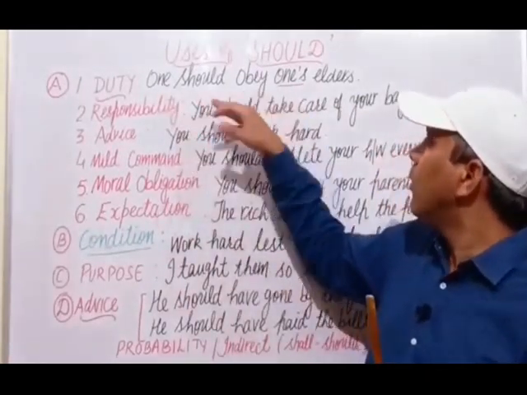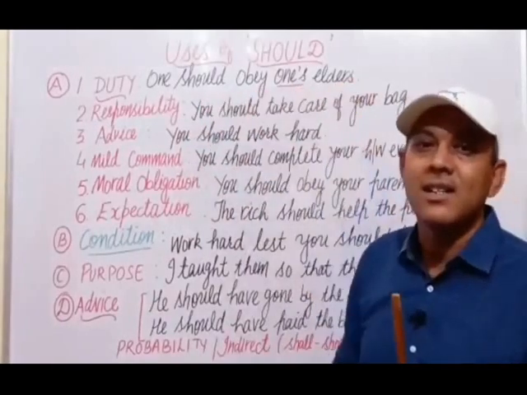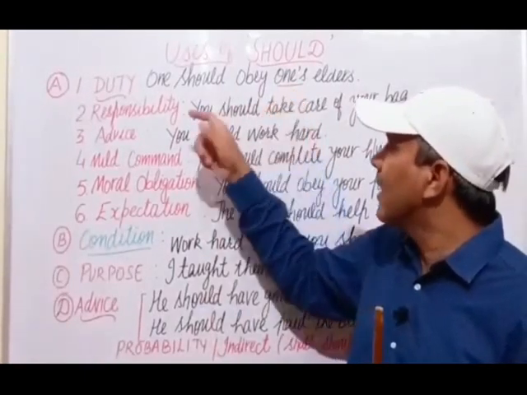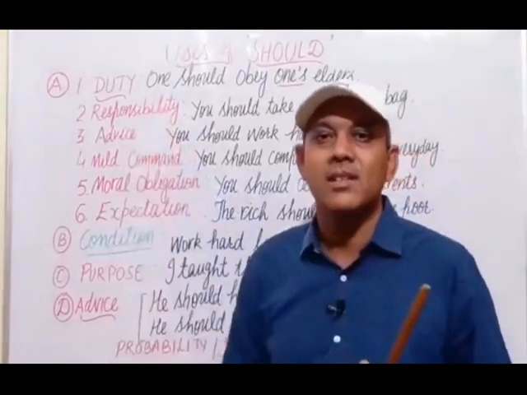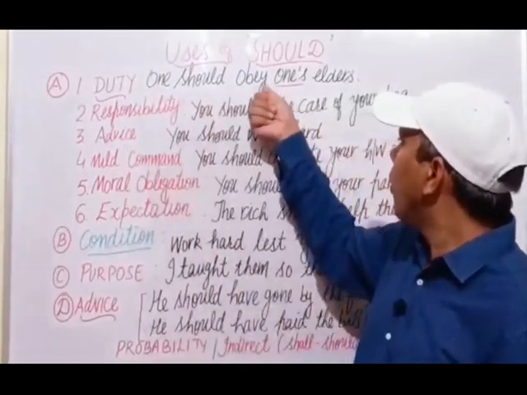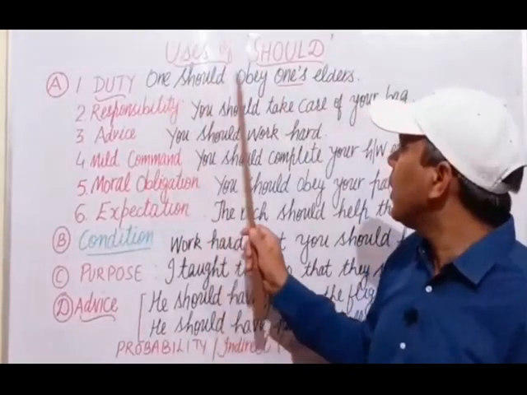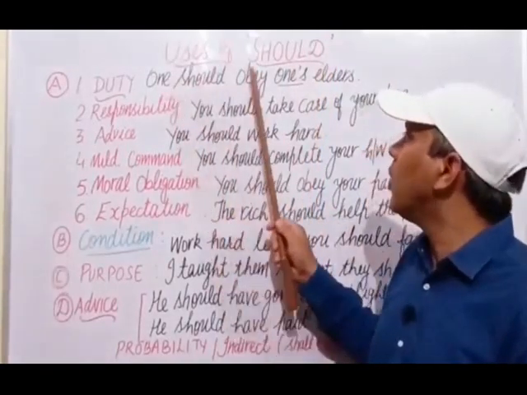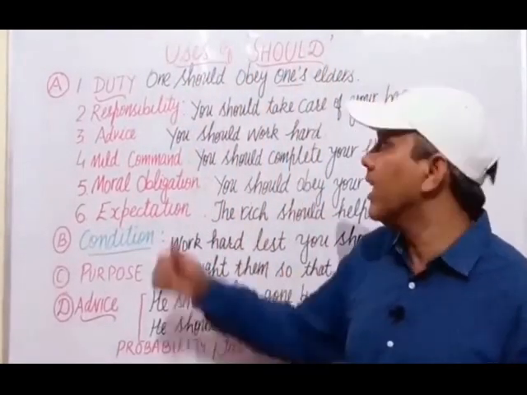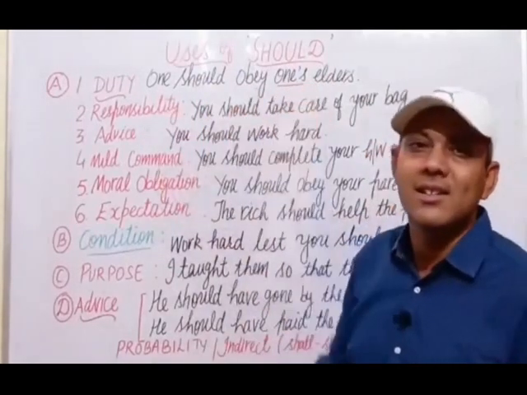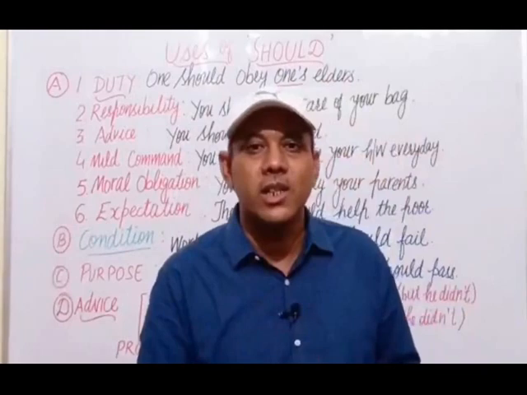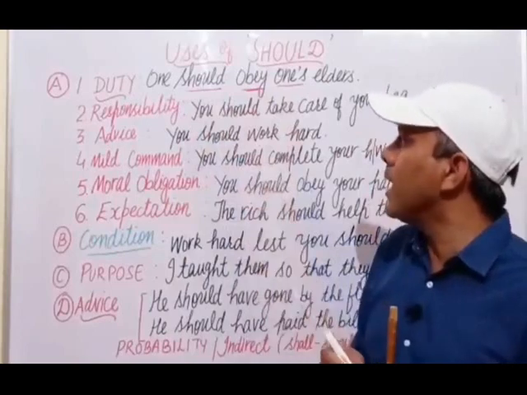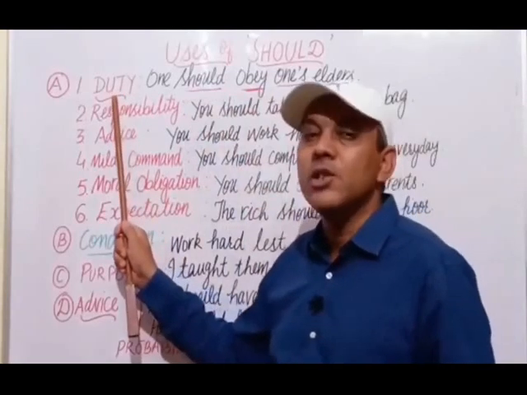One should obey one's elders. This possessive pronoun always agrees with the subject pronoun. One should obey one's elders. He should obey his elders. She should obey her elders. They should obey their elders. In the same way, one should obey one's elders. One should do one's duty. So, here the modal verb should is used before the main verb obey to express the duty.